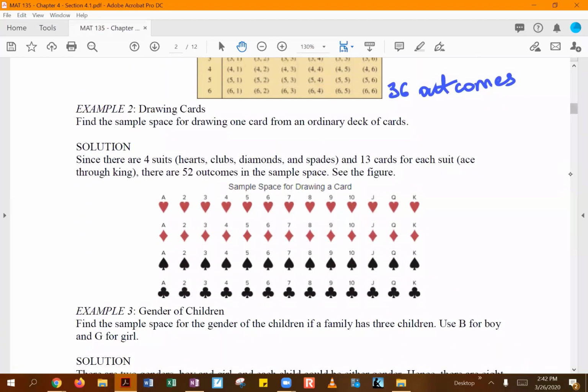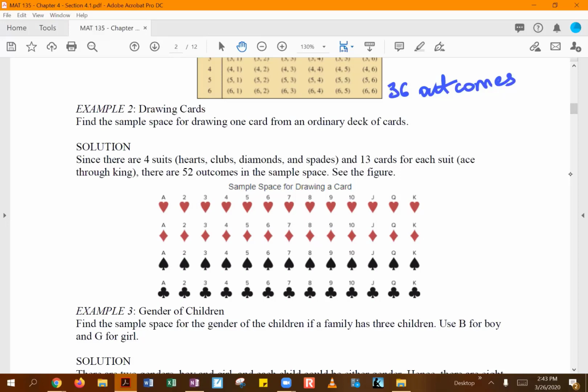In that same way, we're talking about how we can find the sample space for drawing 1 card from an ordinary deck of cards. So when they're talking about an ordinary deck of cards, they specifically mean that you will have 4 suits, which will be the hearts, clubs, diamonds, and spades. We're not including any jokers in there. We're not including any of the other extra cards that you have in there. So basically you have your 4 suits of cards, and then each of those suits has 13 cards. So that means we will have a total of 52 cards in our deck.